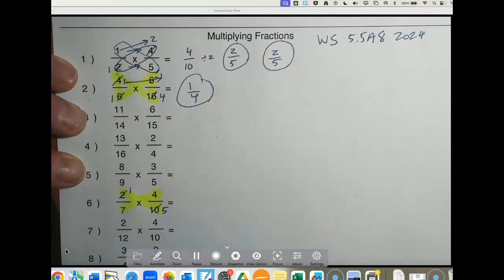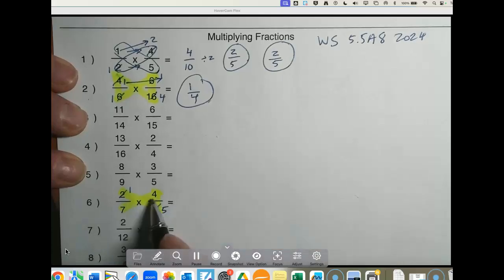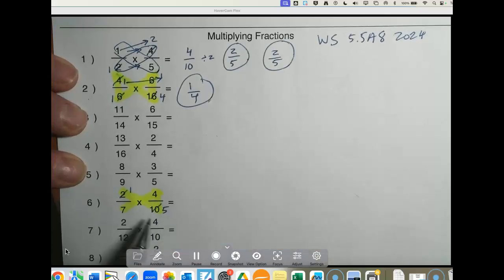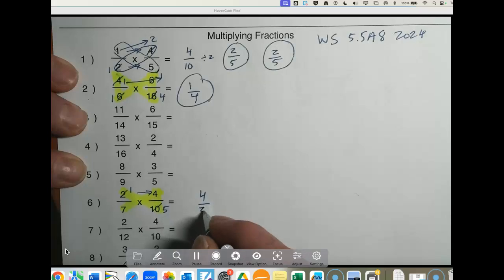See, now I can't cross-reduce there. So I think I'm going to be okay. I'm looking here, 4/5. That looks like it's the simplest terms. 1/7 is good. Can't do anything with 7 and 4. Can't do anything with 1 and 5. This baby should be done. 1 times 4 is 4. 7 times 5 is 35. That is in simplest terms.